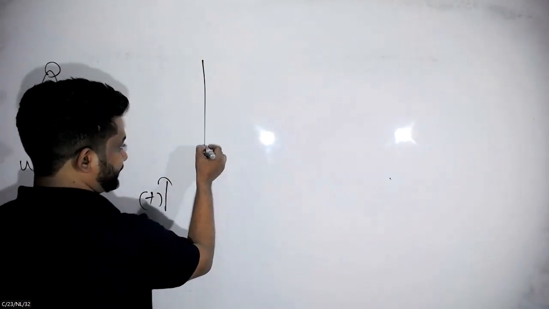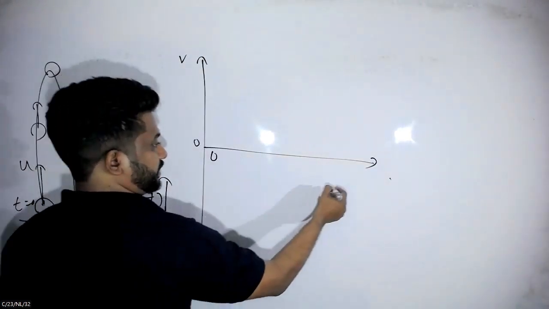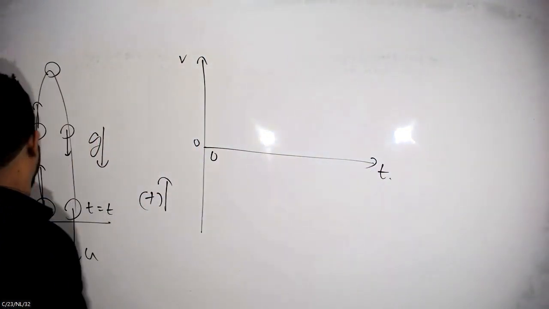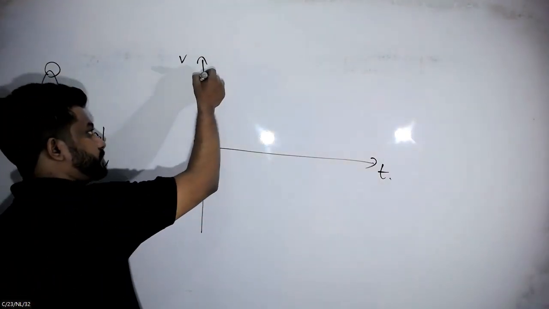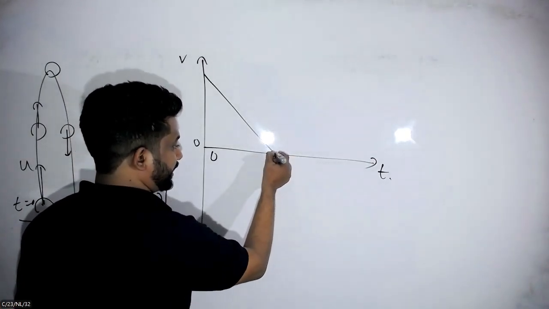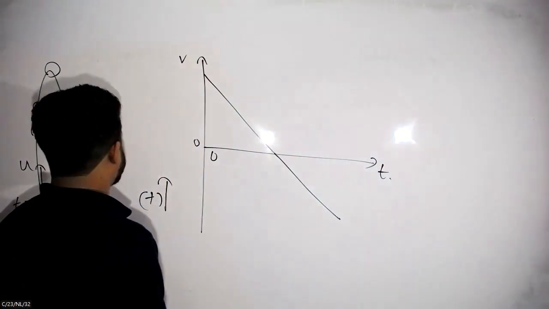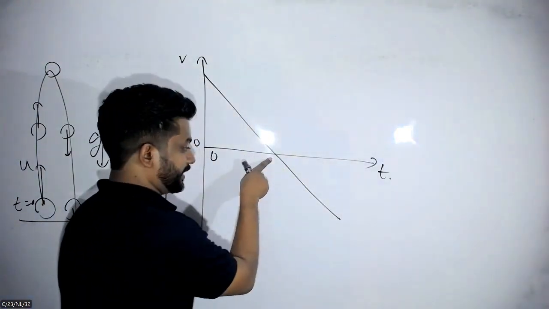Let me explain. V versus T. Object is projected with initial velocity u. It reduces first. At the maximum height, it becomes 0. Then it again increases, but increases towards the downward direction. Therefore, it increases negatively.